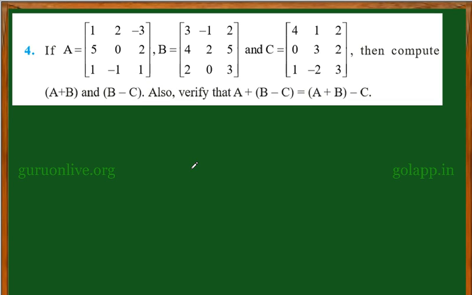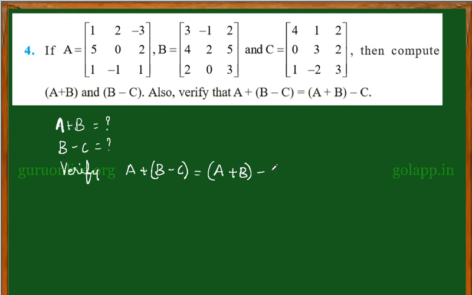So first, for the given matrices, we have to find A plus B and B minus C, and then we have to verify that A plus B minus C is equal to A plus B minus C. So first, we need to find the A plus B matrix and the B minus C matrix. Then we have to verify A plus B minus C, which is equal to A plus B minus C. First, we find A plus B.